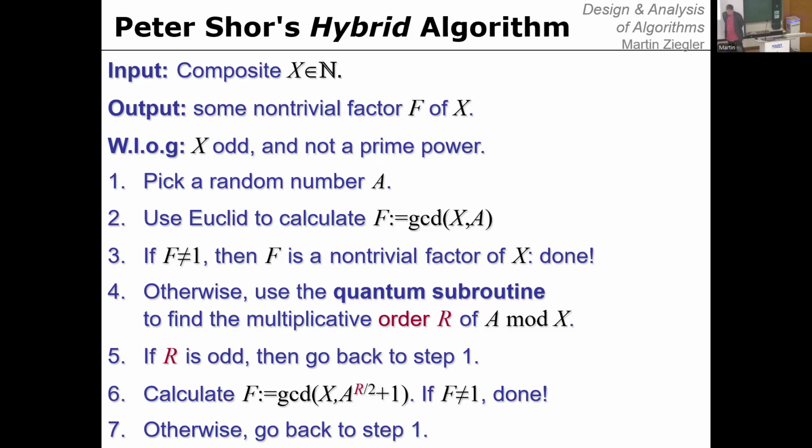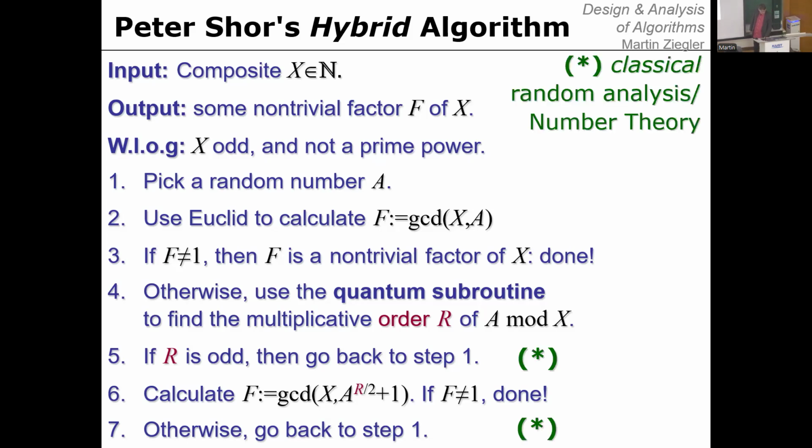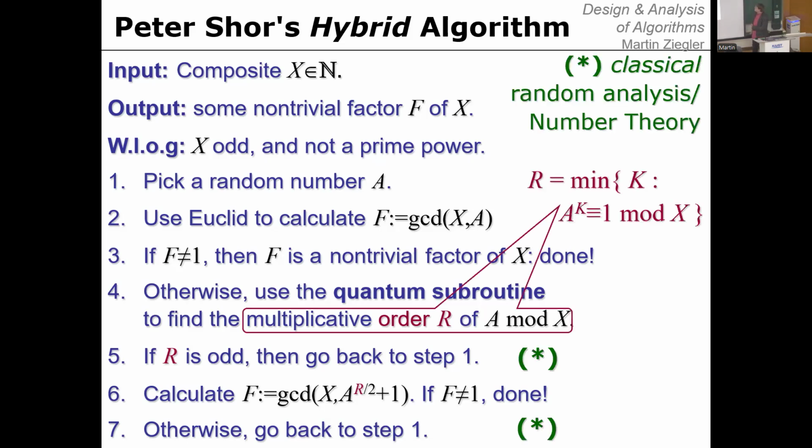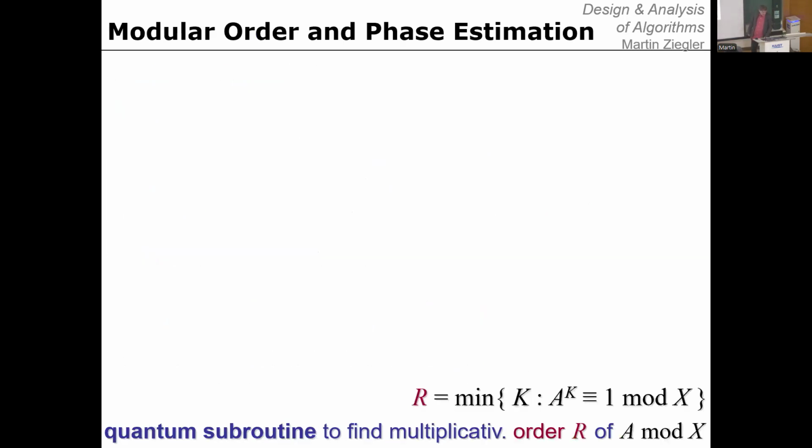And this is achieved by Shor using this quantum phase estimation. So this is the definition of the order, the least integer k as integer exponent to a, such that a to the k is congruent to 1 modulo x, meaning a to the k minus 1 is divisible by x. And how is this related to phase estimation?